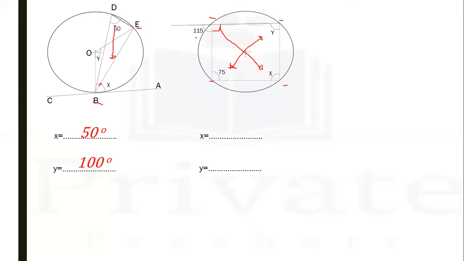Therefore, the angle x is equal to 115, because the 115 is the exterior angle, which equals the interior angle opposite to the adjacent of it. So the angle x is equal to 115, and the angle y is opposite to the 75, and both of them are supplementary. Therefore, y is equal to 105.